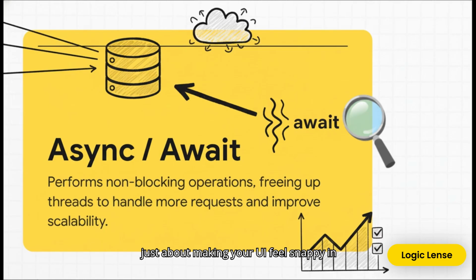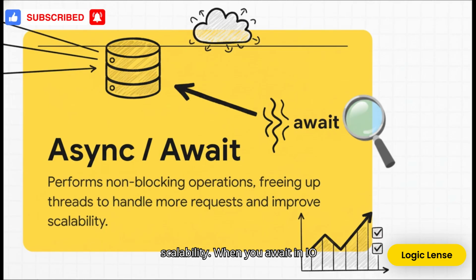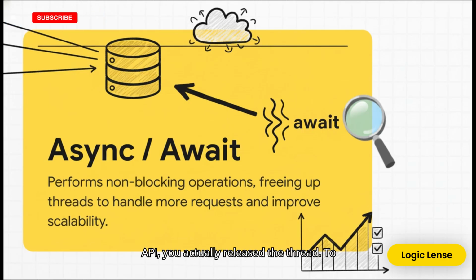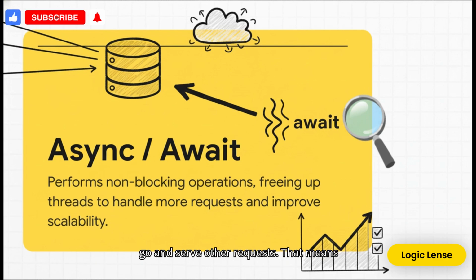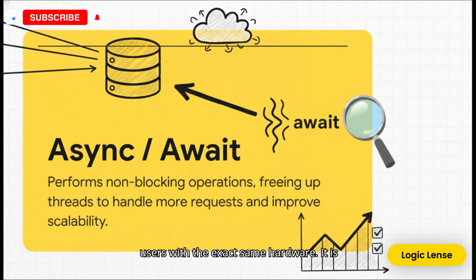This isn't just about making your UI feel snappy. In a web app, the real magic here is scalability. When you await an I/O operation, like calling a database or an API, you actually release the thread to go and serve other requests. That means your app can handle way more concurrent users with the exact same hardware. It is a massive, massive win for performance.